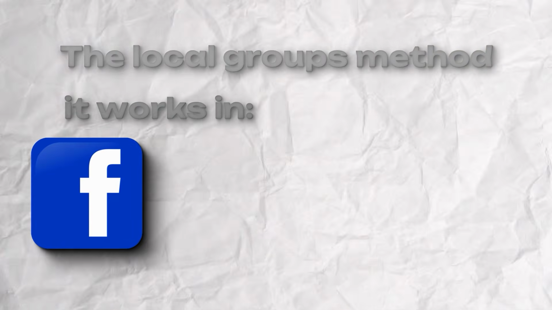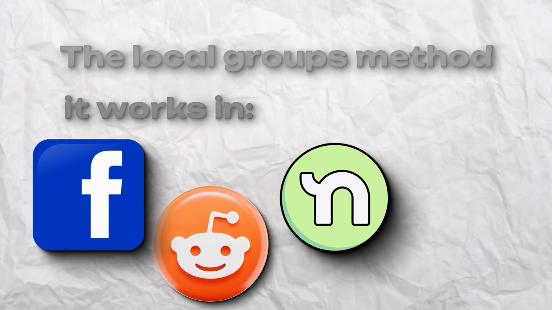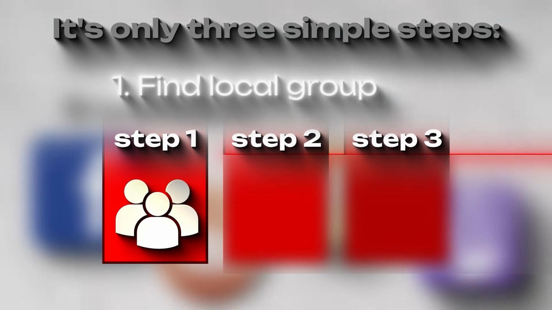I call this the local groups method. And it works in local Facebook groups, on Reddit, on Nextdoor, and on Alignable. It's only 3 simple steps. Step 1, we find the local groups.